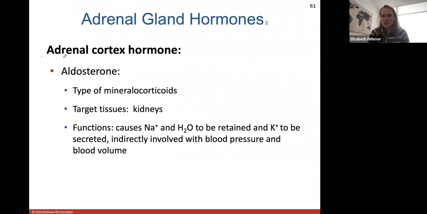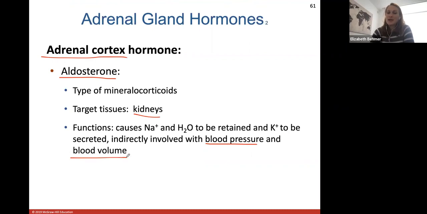The adrenal cortex hormones. Remember, your adrenal cortex was the outer layer of your adrenal gland. A big one that it secretes is aldosterone, which targets your kidneys to retain water and sodium ions. So it's kind of indirectly involved with controlling your blood pressure and blood volume. It causes sodium and water to be retained. So if your kidneys are retaining sodium and water, that sodium and water is going back into the fluid levels of the body to increase your blood pressure and your blood volume. So that is aldosterone.